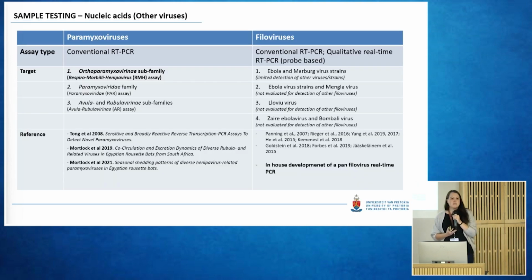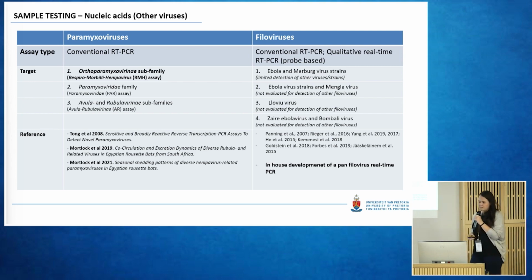So just to mention some of the other viruses, as Prof. Markotter mentioned yesterday, that are also zoonotically important viruses that we are specifically looking at in our research, which are the paramyxoviruses and the filoviruses. Just to give you a summary of some of the assays that have been generally used. There's been a conventional RT-PCR that has been widely used for paramyxovirus surveillance, targeting the orthoparamyxovirinae subfamily. And then a few others that have sporadically been used, but this has allowed us to compare the different findings from different studies. And I included some of the references here for you.